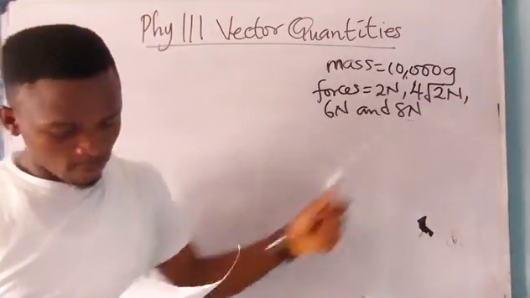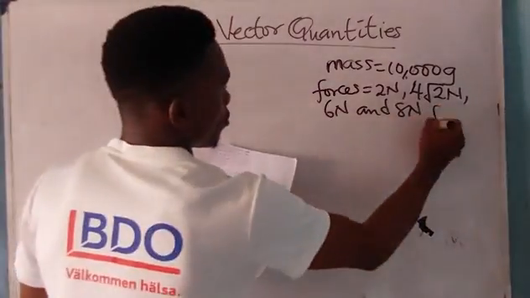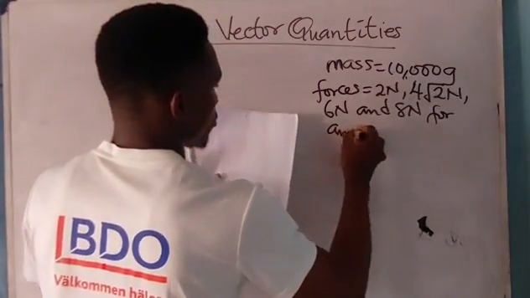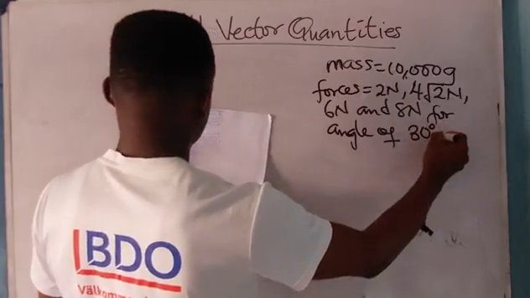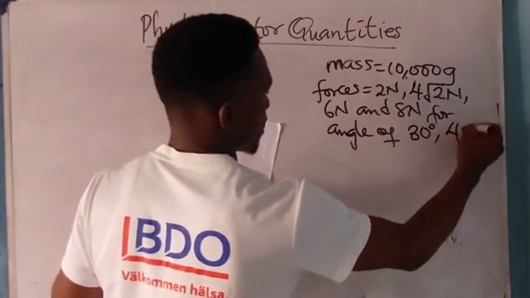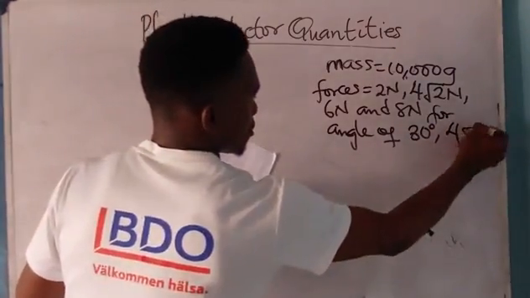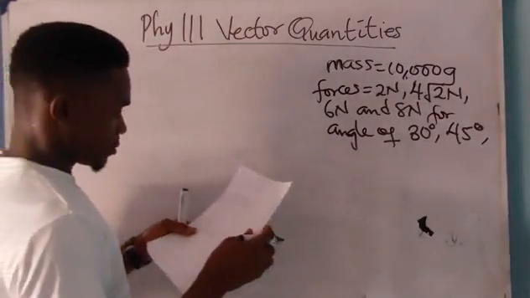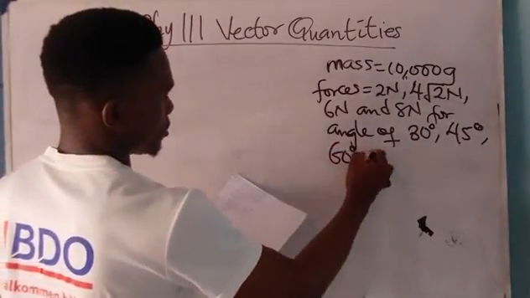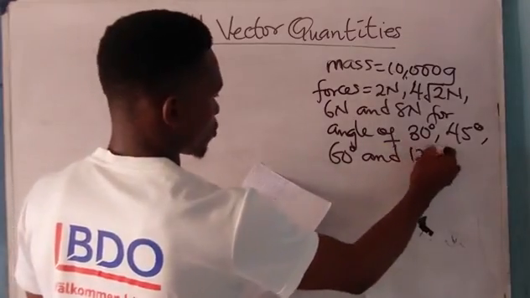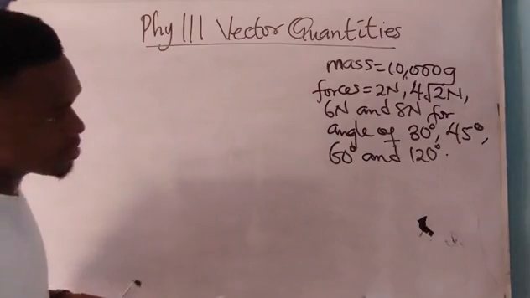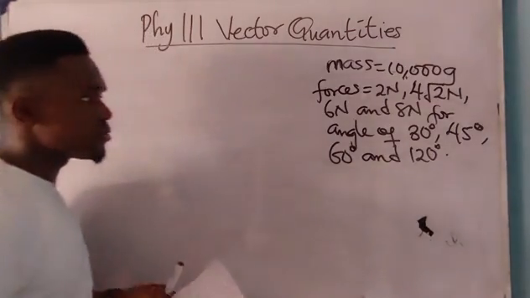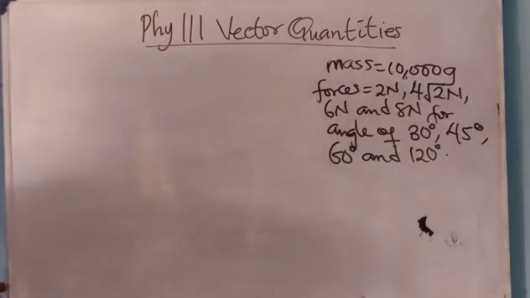At angles of 30 degrees, 45 degrees, 60 degrees, and 120 degrees respectively. Find the magnitude of each acceleration.